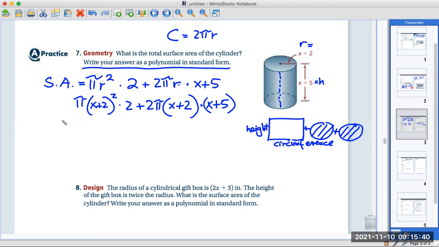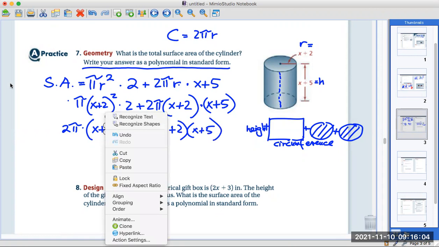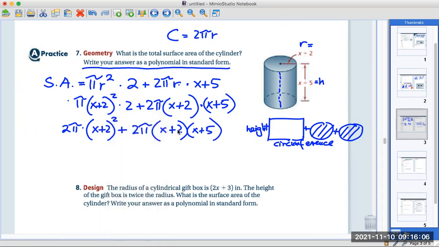So I'm going to rewrite it real pretty. I'm going to move this 2 out front. 2 pi times x plus 2 squared. So this 2 I just moved in the front. Plus, this is a plus, not multiplying, 2 pi times x plus 2 times x plus 5. Actually, I don't have to show you that other part. I just realized these are just two binomials. So I'm going to rewrite again, 2 pi times x plus 2.